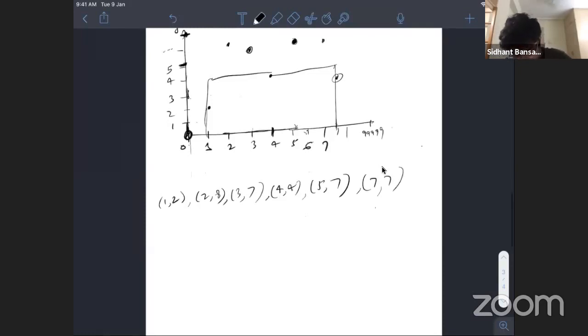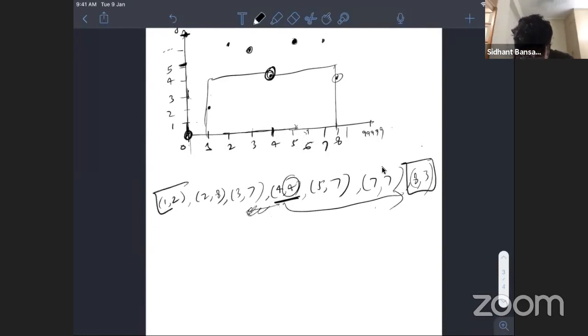And now let's say we fix the bottleneck as 4 comma 4, this guy. Then to find the right bound, let's say this is 8 and this is 3, so there is 8 comma 3 also. To find the right bound, we just go and find the first point on the right whose y is smaller than ours, so it's this guy. And to find the left bound, we keep on going to the left and find the guy whose y is smaller than ours, so it will be 1 comma 2.